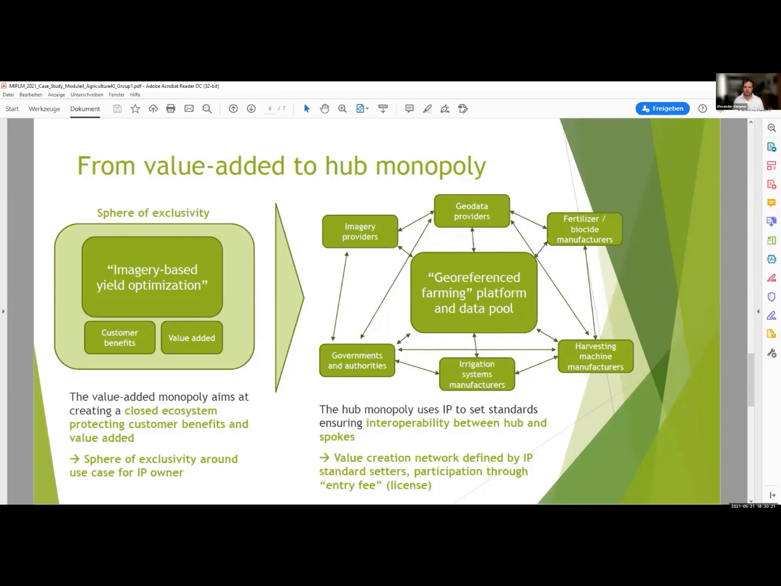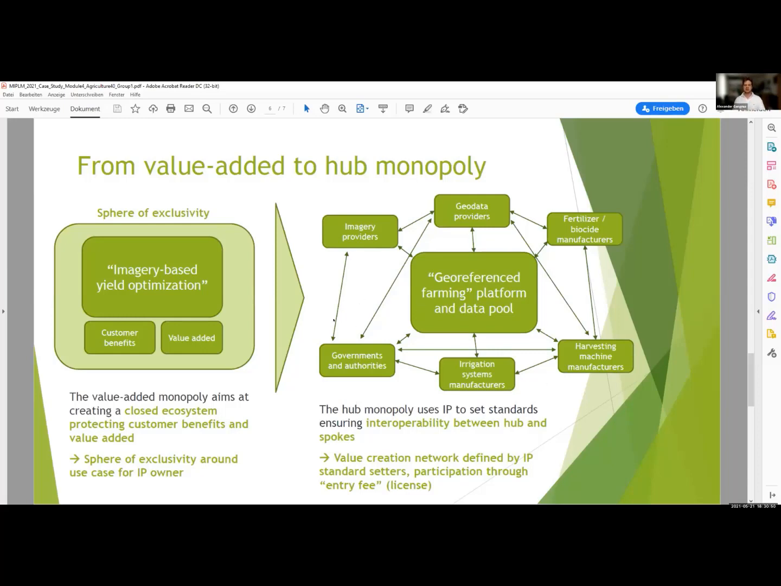We have governments and authorities, of course, who also have to interact, maybe give data to the data pool or interact with the irrigation system manufacturer to have all that water delivery, for example, regulated. And of course, we have our satellite or drone imagery providers who are also interfering here. So we have, as a hub, our georeferenced farming platform with the data pool that is attached to it in the databases, and we have the spokes around it, the complementers, so to say.